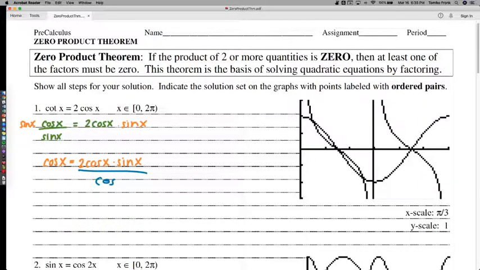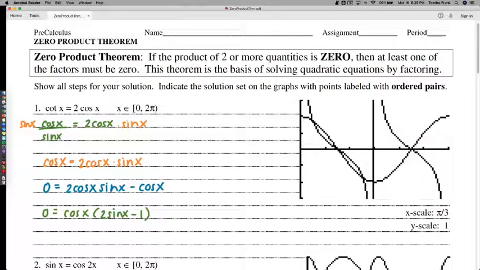I am going to move everything to one side. I'm going to get 0 on the left, and I'm going to subtract the cosine to the right. So that is going to become this: 2 times the cosine of x times the sine of x minus the cosine of x. And then what happens is I have two terms that have a cosine, two terms that have a like term. So I'm going to factor a cosine out of both of the terms on the right. And so that's going to give us the cosine of x times 2 times the sine of x minus 1.